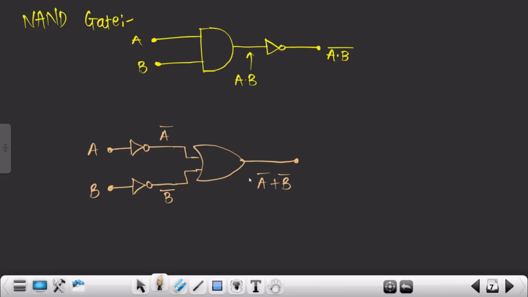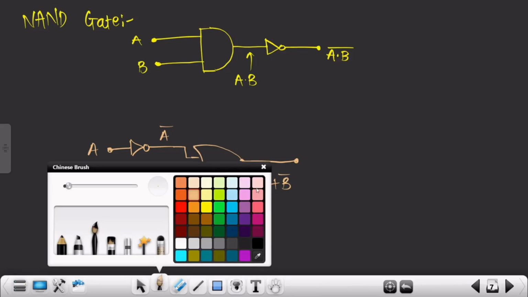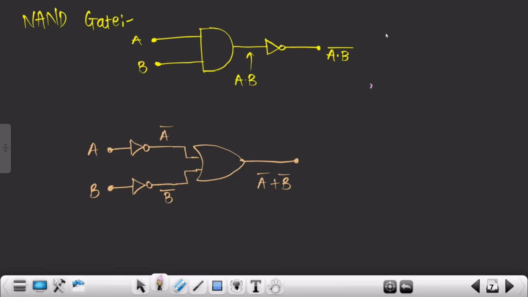So henceforth, maybe in the further sessions, I may also go with this particular logical circuit, or I may also go with this particular logical circuit. It's up to me and it's up to the question, right? Henceforth, if we will be solving some questions, or if we are dealing with some project, you can also go with this one, or you can also go with this one, right? It's up to you.